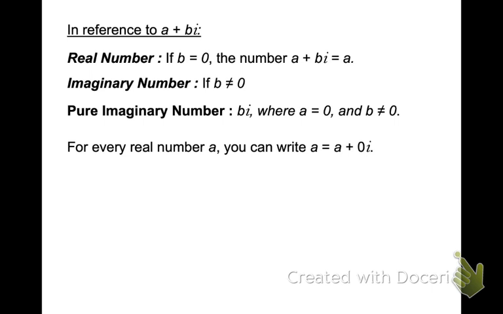Okay, so a real number could be written as an imaginary number if your b was 0. So if I had 4, I could also write it as 4 plus 0i, just the same as if you have any other number, you could put like 4 plus 0x, right? Because it's 0. An imaginary number is only if the b is not equal to 0. A pure imaginary number doesn't have a real part. Those are just some notations for you.